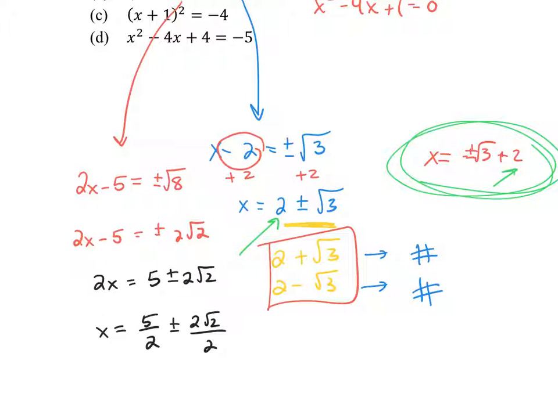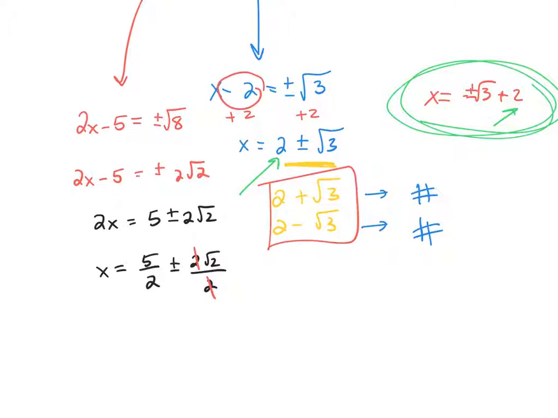So I have 2 root 2 over 2 there. And the 2 root 2 over 2, these 2's are going to cancel each other out. 5 over 2, just leave it as 5 over 2. You can write 2.5 if you want, but what's the difference whether I write a fraction or a decimal here? So if I want to give an answer, I would say x equals 5 halves plus or minus root 2. Okay, 5 halves plus or minus root 2.